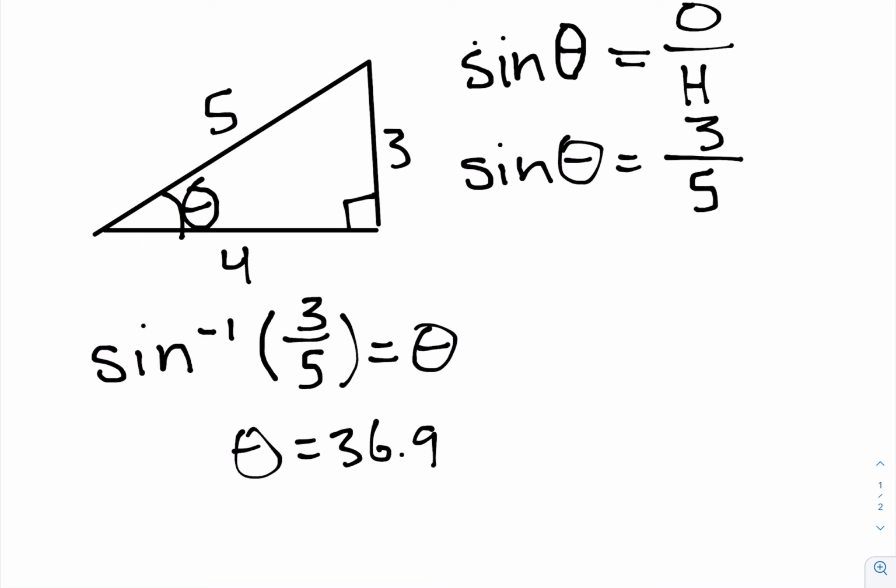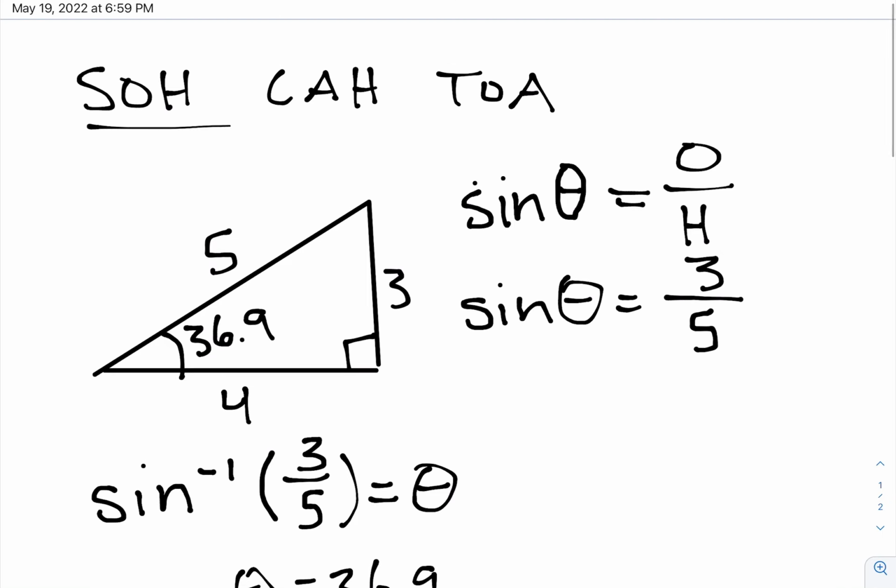So that means for a triangle with an opposite of 3 and a hypotenuse of 5, this angle is going to be 36.9. But wait, SOHCAHTOA has 3 different terms, and we only use the SO. So could we do the same thing with the CA and the TOA?